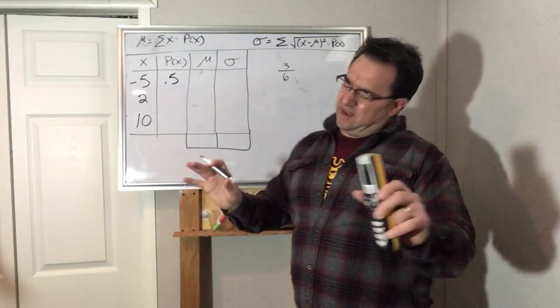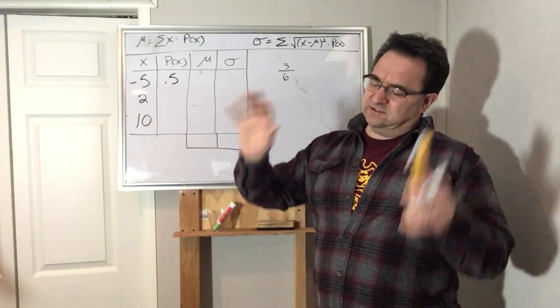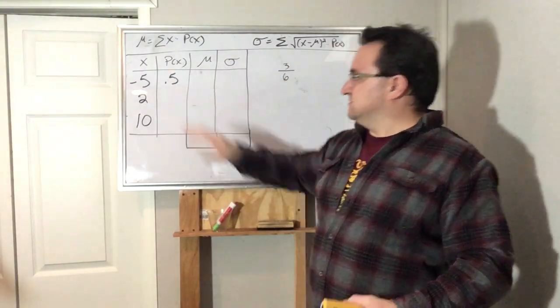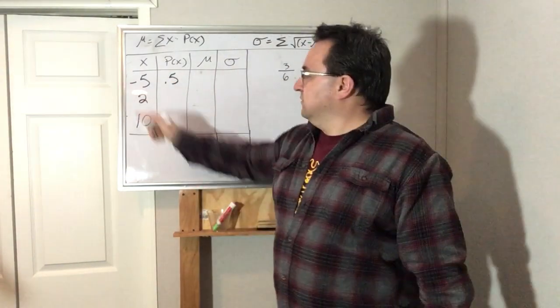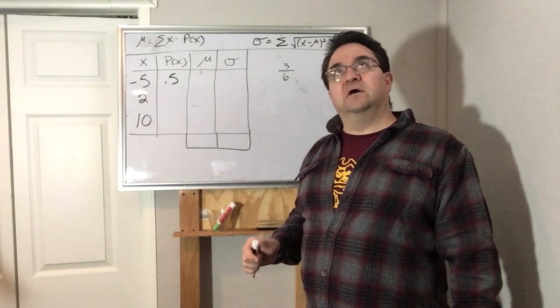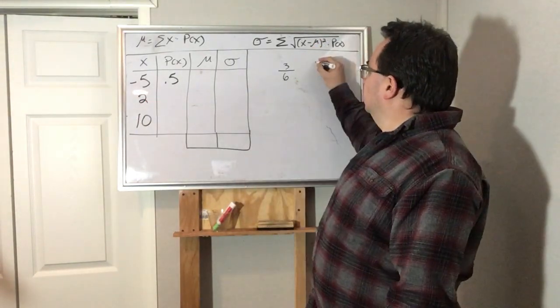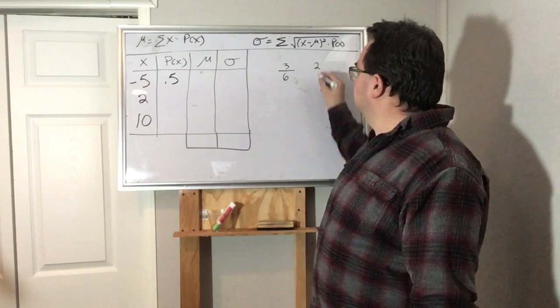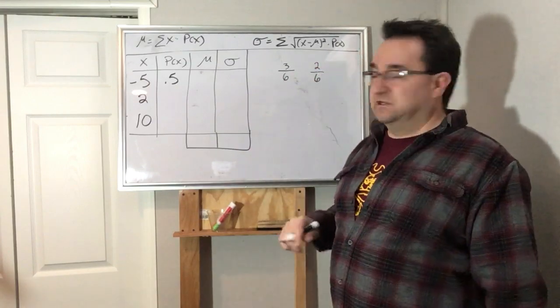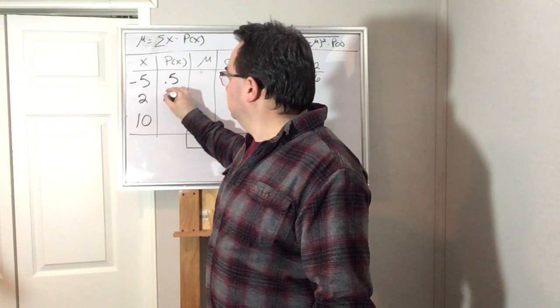If that's weird, just think about it. It's rolling a die. 4, 5, or 6. That's half the numbers. So that's 0.5. How could I win $2? Well, I could roll a 2 or a 3. That's 2 desirable outcomes out of a total of 6. So that's 1/3 or 0.3 repeating.